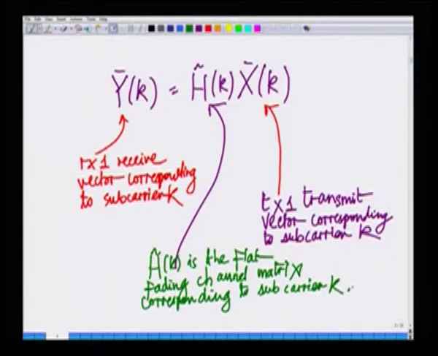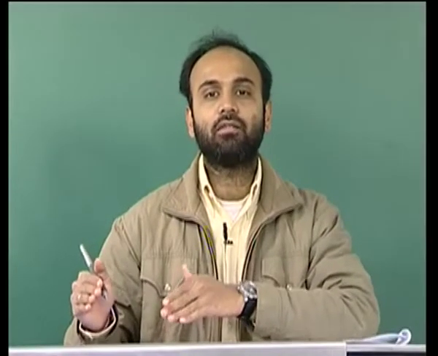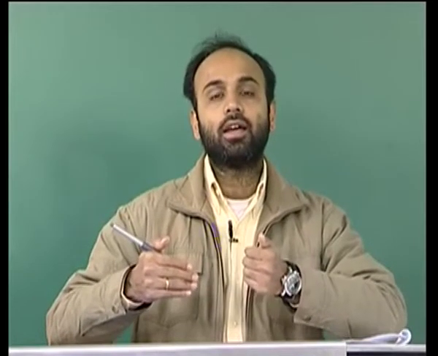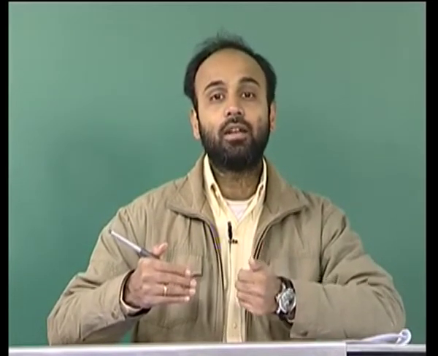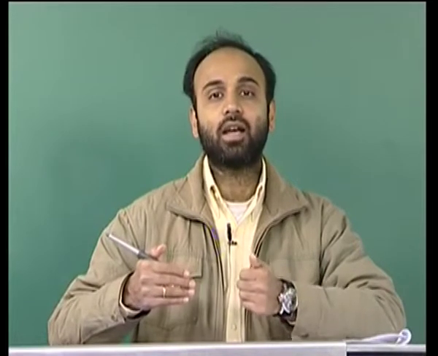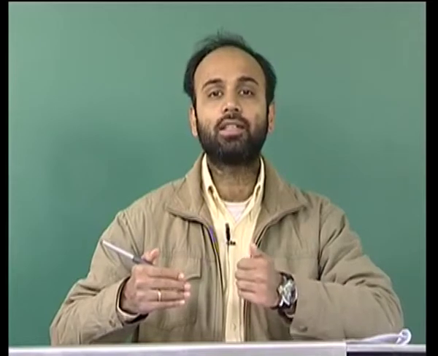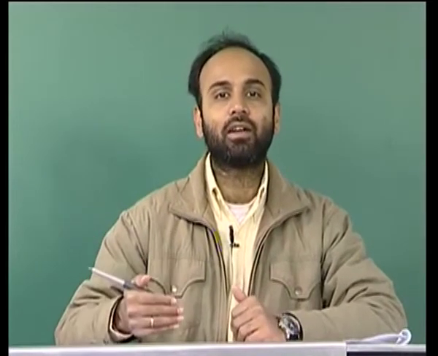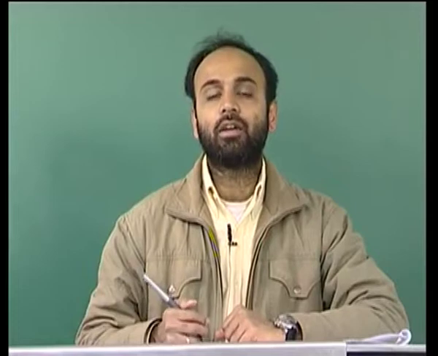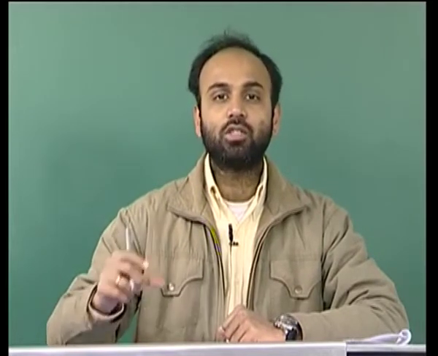Hence what we are saying is y bar k equals h tilde k times x bar k. y bar k is the received symbol vector across subcarrier k, h tilde k is the flat fading MIMO channel matrix, r times t dimensional, across subcarrier k, and x bar k is the transmit symbol vector across subcarrier k. Similar to SISO-OFDM, this is the transmit symbol vector loaded onto the transmit antennas over the kth subcarrier.